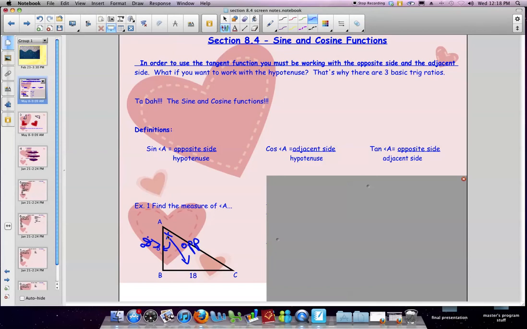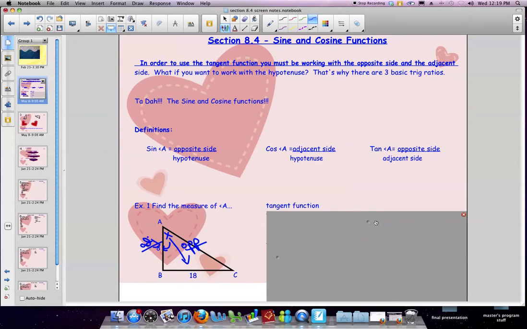In this case, if you're going to use opposite and adjacent, which function deals with opposite and adjacent? That's just like yesterday's lesson. So you're going to use the tangent function. The three are used sometimes at the same time. So in this particular case, we're going to use the tangent button, because those are the two sides I'm given, the opposite side and the adjacent side.